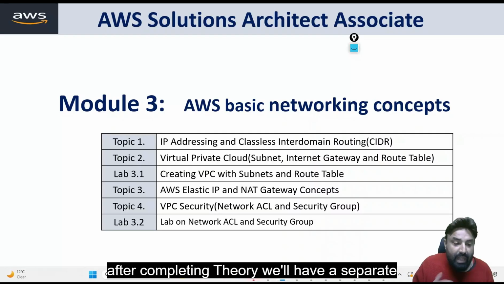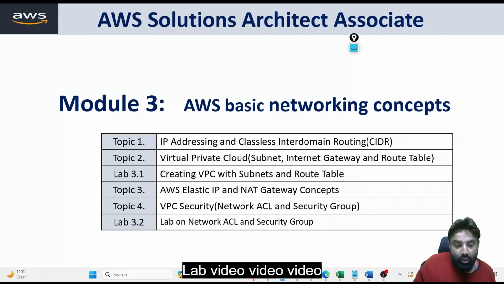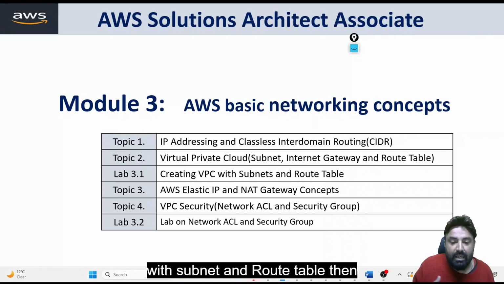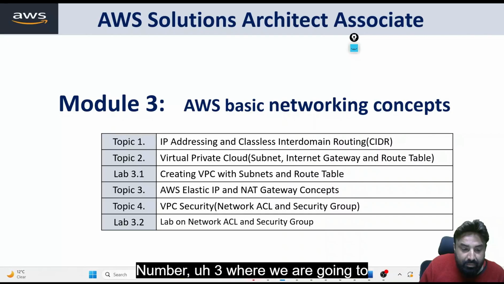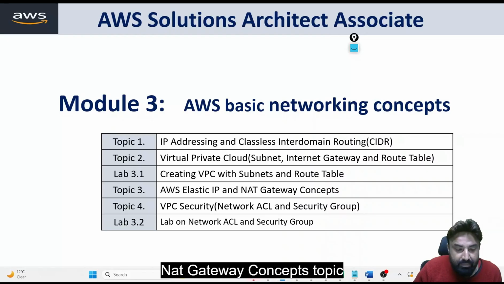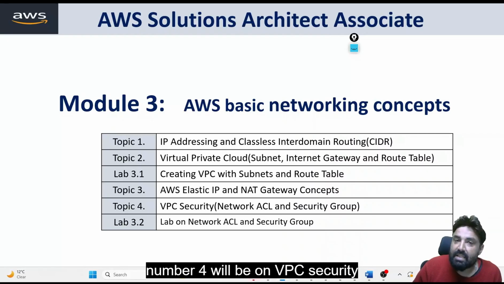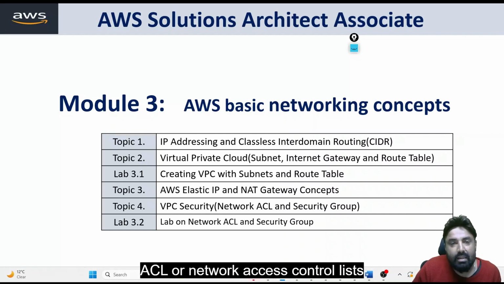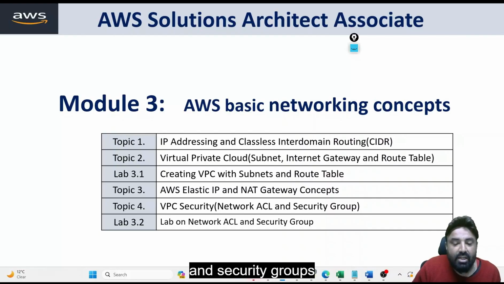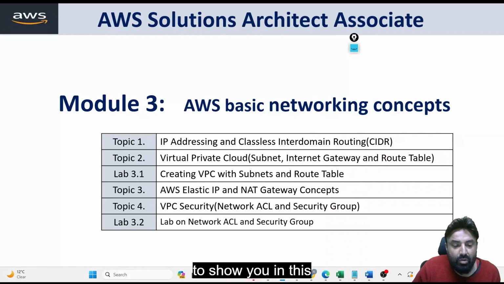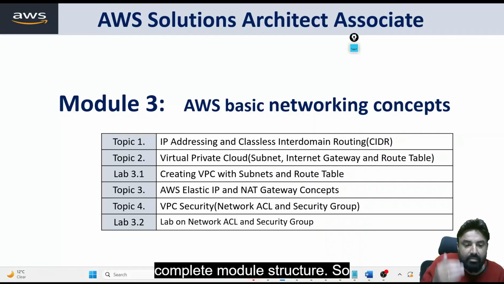After completing theory, we'll have a separate lab video, lab 3.1, where we'll be creating a VPC with subnet and route table. Then we have topic number 3, where we are going to talk about elastic IPs and NAT gateway concepts. Topic number 4 will be on VPC security. There we are going to understand NACL, network access control list, and security groups. Then in lab 3.2, we'll do a lab on NACL and security groups.